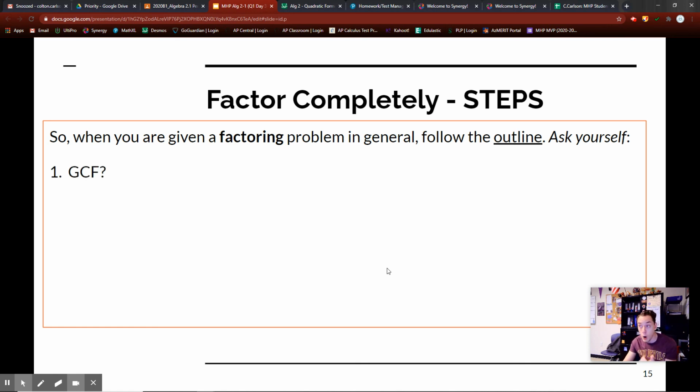First of all, you're always going to ask, is there a GCF? You must always ask if there's a GCF. You have to ask that. Secondly, you have to ask if it's a binomial, meaning is it a difference of squares?